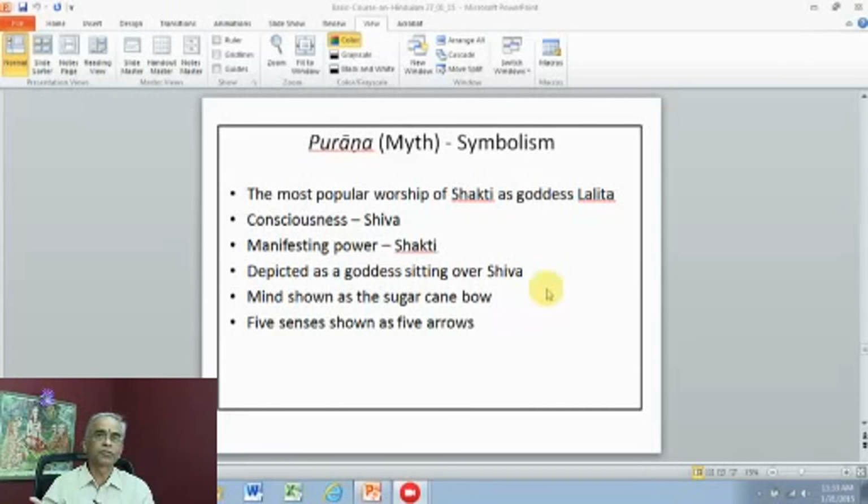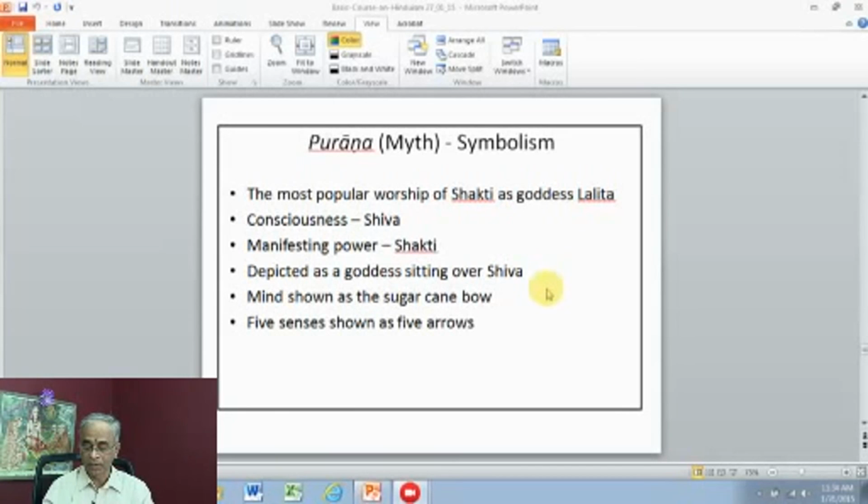For a long time I never understood the symbolism. What exactly is this? Why should that gentleman be sleeping on the bed, and this lady sitting on him, with a sugar cane in her hand, and some five arrows, and some flowers and various things in her hands? If we see the symbolism, Shiva symbolizes consciousness, and this manifesting power is shown as Lalita, Shakti. Shakti means energy, Shakti means power. This manifesting power is based on consciousness. That is why Shiva is shown as reclining, and because she is based on that, she is seated on this consciousness.